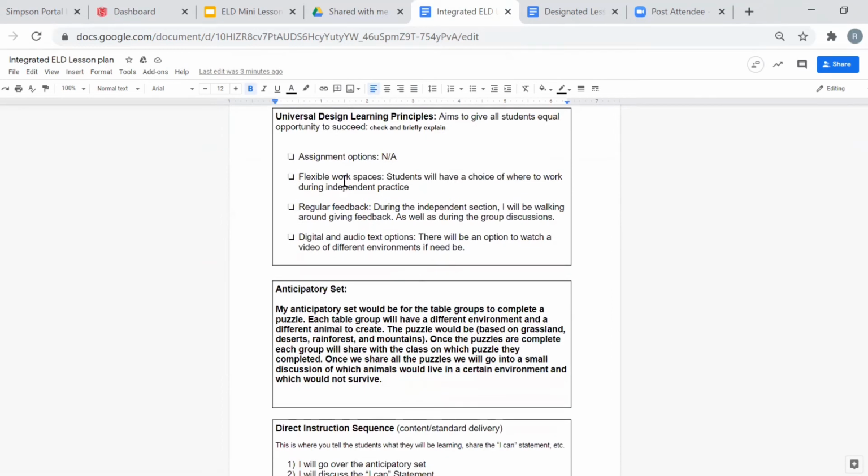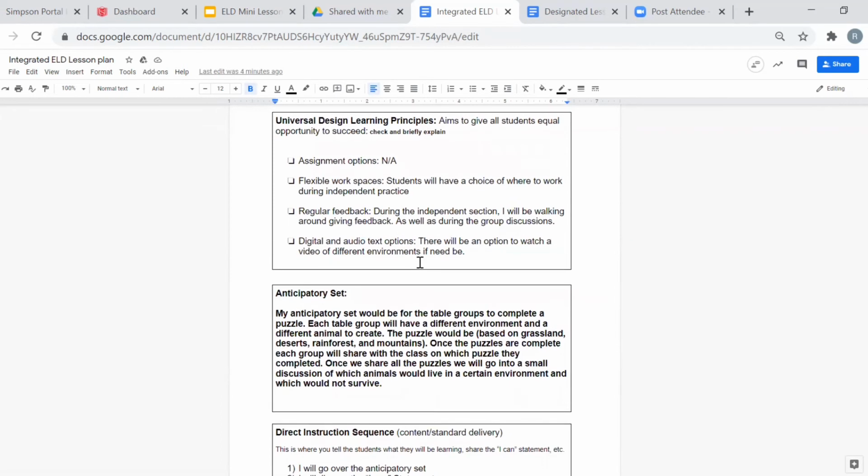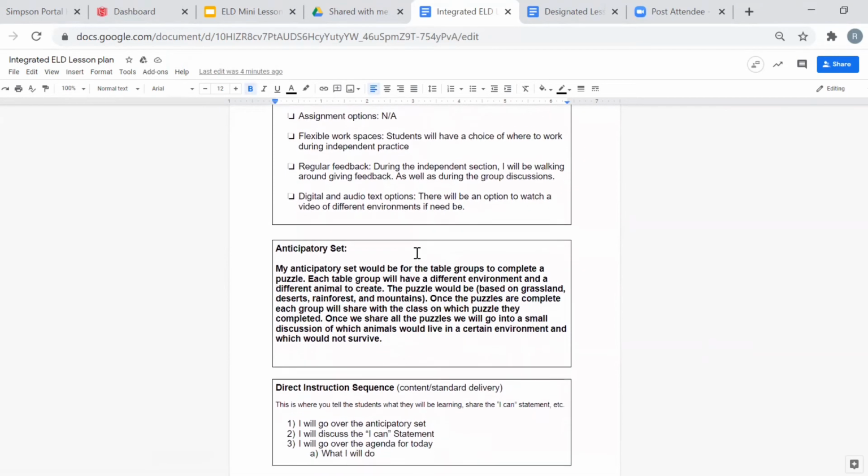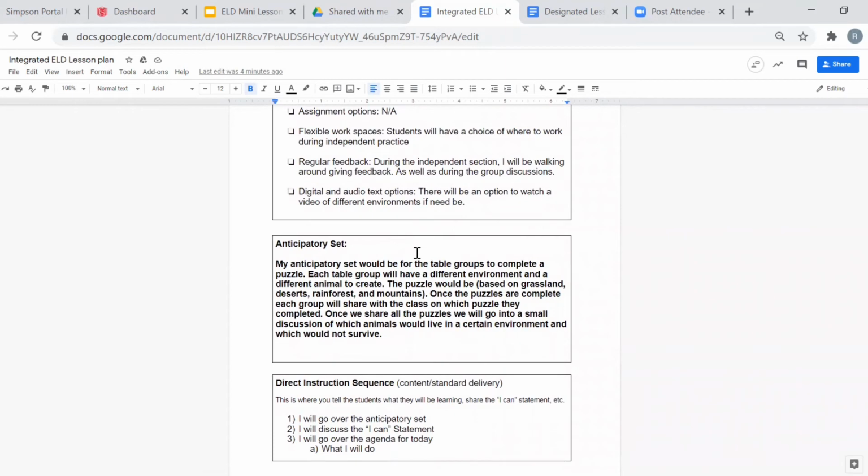For flexible workspaces, students will have a choice of where to work during independent practice. For this lesson, it'll be with their table groups, but within the groups that they'll be assigned to, they'll be able to work in an area within the classroom. Also, I'll be giving regular feedback during their independent section as well as their group discussions. And there will also be digital and audio text options. There will be an option to watch a video of different environments if need be.